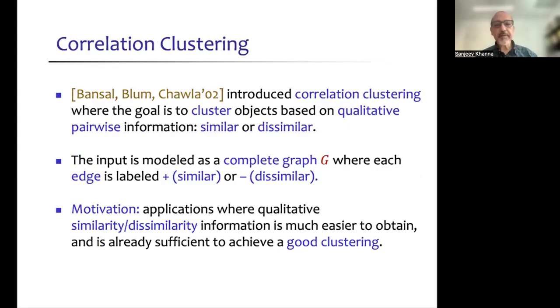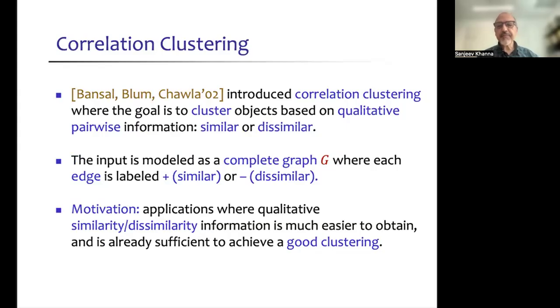Roughly 20 or so years ago, Bansal, Blum, and Chawla introduced a new take on clustering, which they called correlation clustering. In correlation clustering, instead of having a distance function over objects, we are only given some qualitative information for each pair of objects, namely similar or dissimilar. We can now think of a clustering instance as described as a complete graph where every edge is labeled either by a plus or a minus. Pluses indicate similarity and minuses indicate dissimilarity.